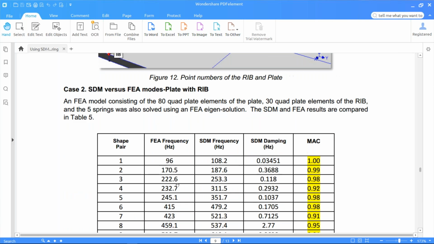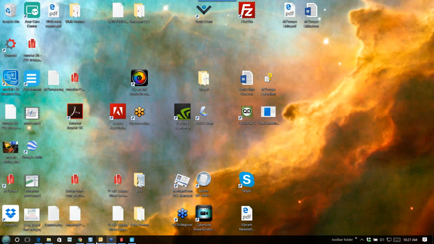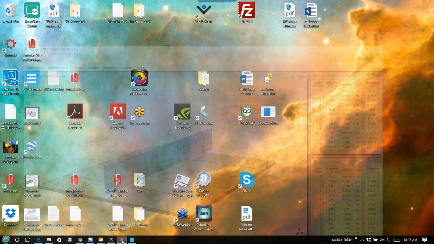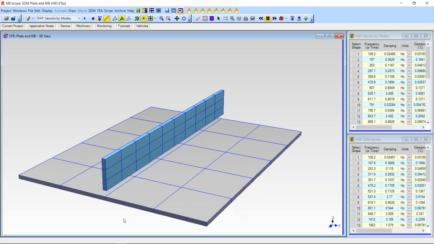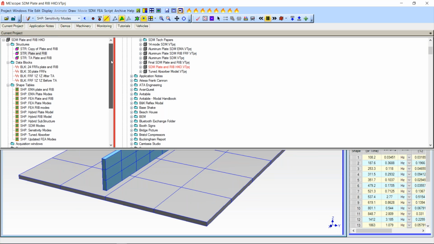So here's some SDM results. Let's go run Emiscope and take a look at some of this. So here we are. This is Emiscope open to this project. Let me show you what's in this project. Quite a bit of stuff. I've got 3 different models of the rib and the plate. Here's a plate and rib. This is the one we're looking at right now.